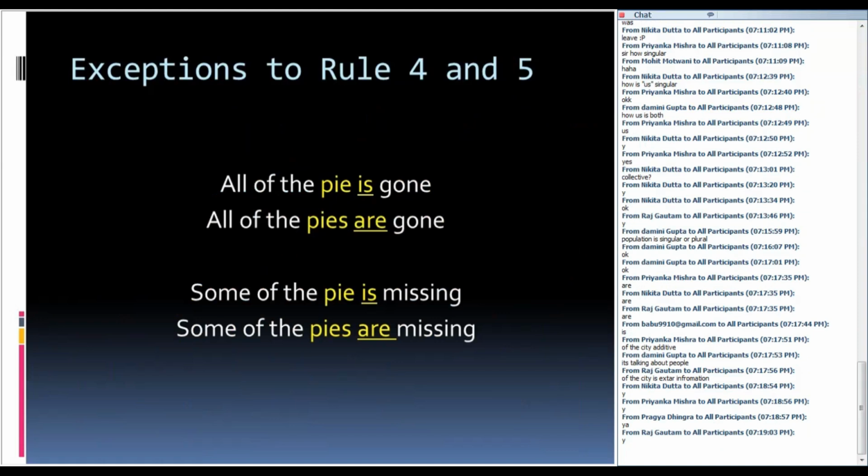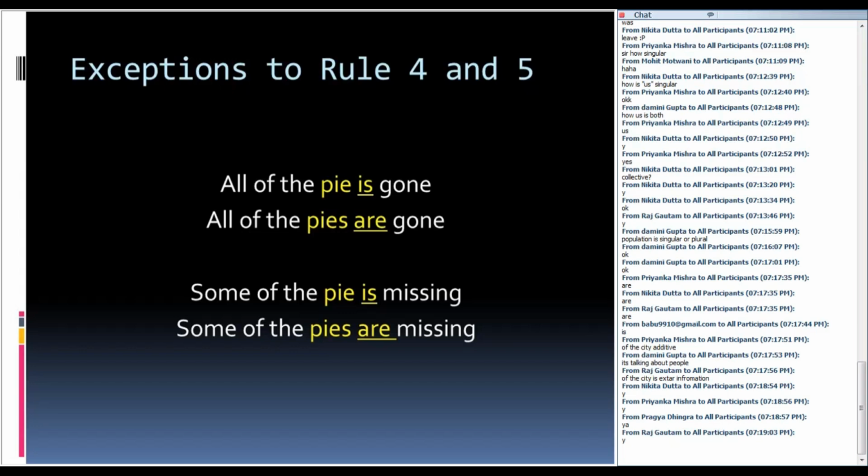All of the pie is gone. All indicates portion. All of the pies are gone. Some of the pie is missing, and some of the pies are missing. Some also indicates portion. This is exception number 2 to rule number 4 and 5. Exception number 2. Rule number 4 and 5 takes most of the time, so don't worry.